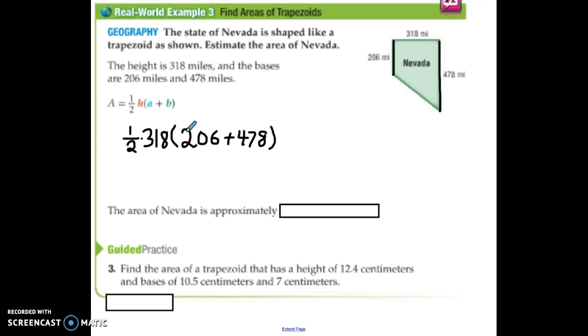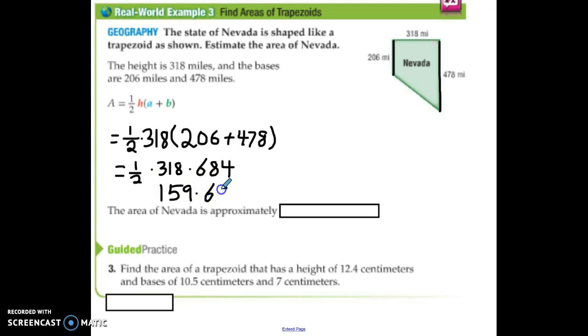Okay. Doesn't necessarily matter at this point, but let's do this correctly. And order of operations, what do you think I would calculate first in this problem? Well, order of operations tells me parentheses first. So I do parentheses 206 plus 478, and that gives me 684. Okay, and I'm going to take that times 318, and also times half. Alright, so now, order of operations, they're all multiplications, so I just go left to right. Half of 318 is 159.